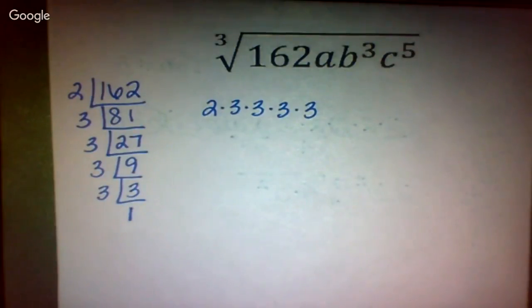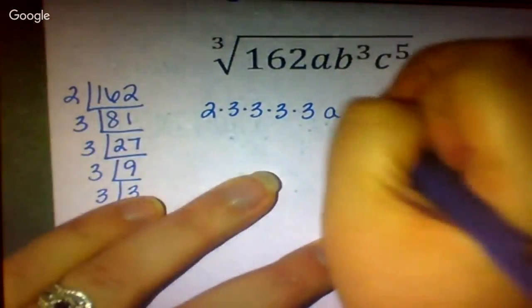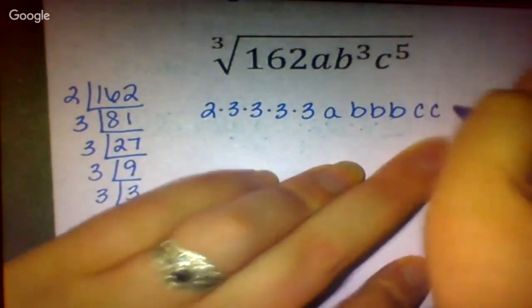Now we need to write down all of our variables. How many A's do I have? 1. How many B's? 3. And how many C's? 5.